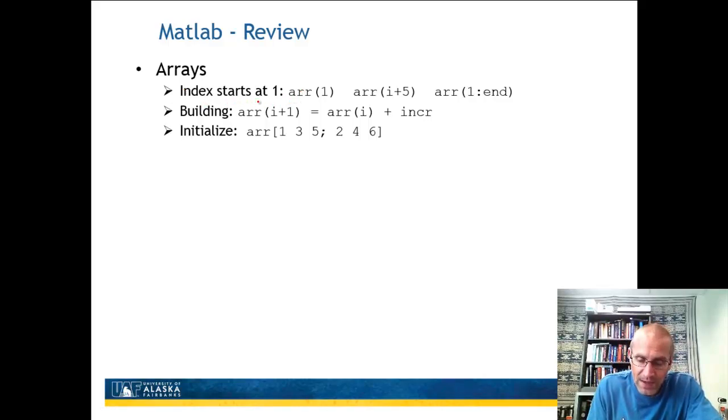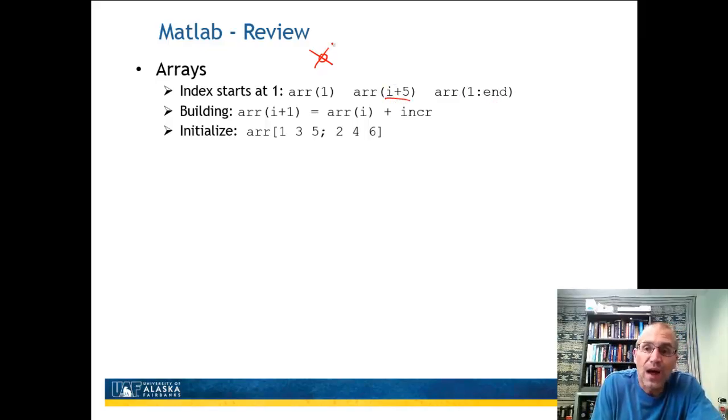In MATLAB, array indexing starts at 1. So if I wanted to know the very first element of an array called ARR, I would put in the number 1. There's no array element 0. That is true in C++, but it's not true in MATLAB. If you want an index that may be dependent on another variable, like i plus 5, where i is a variable, I can stick it inside there. MATLAB will interpret this and then stick in that number.